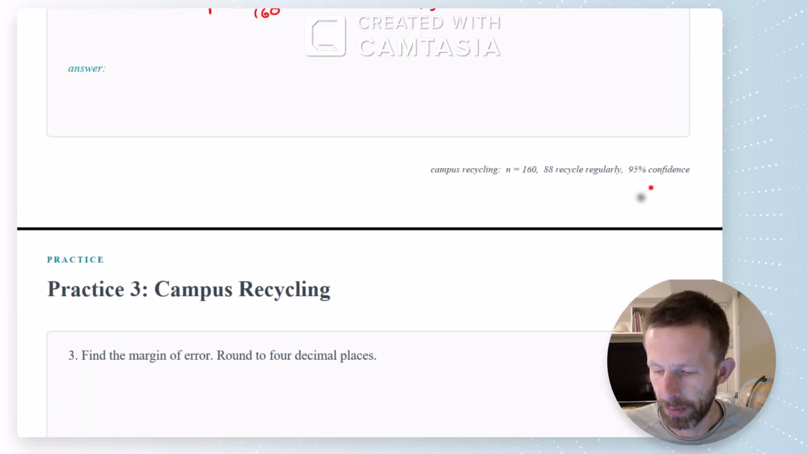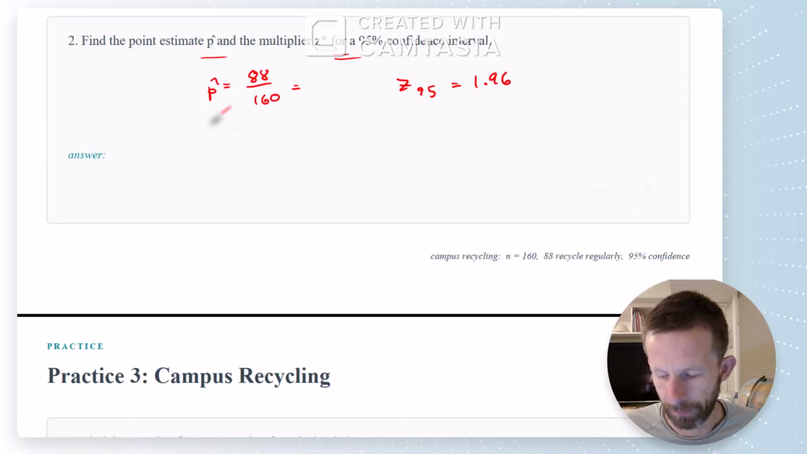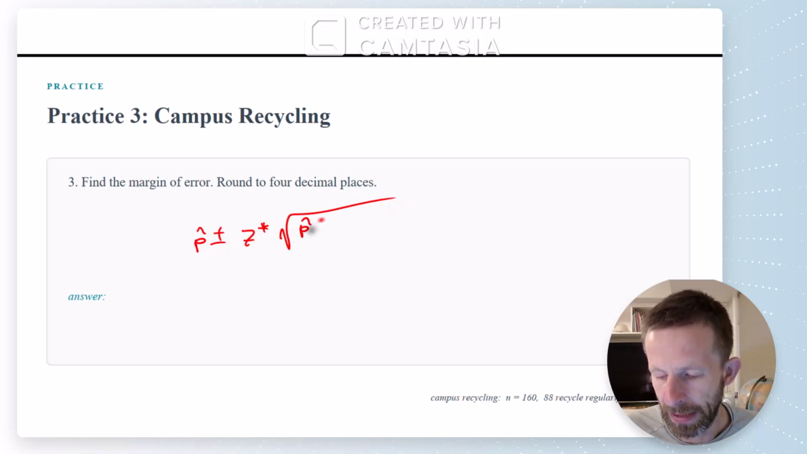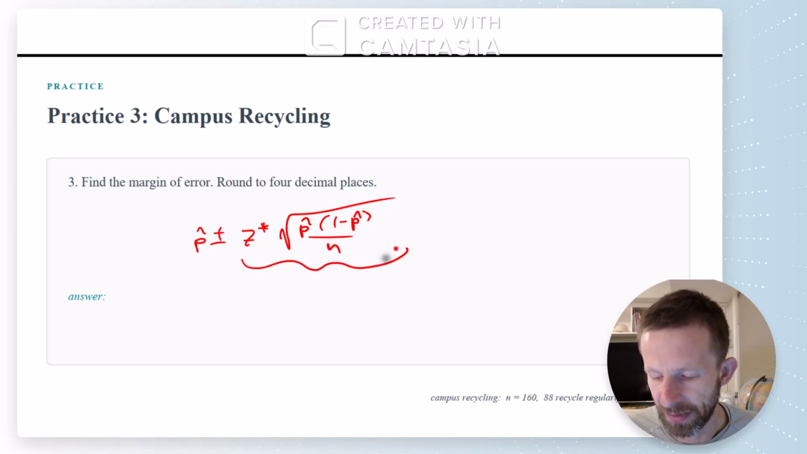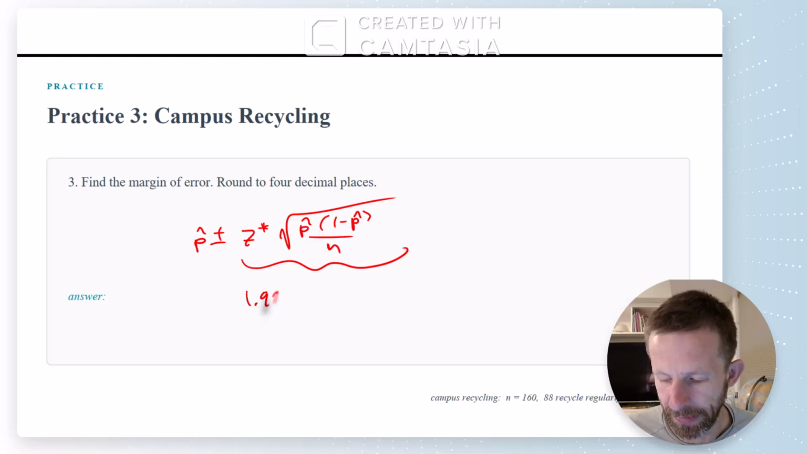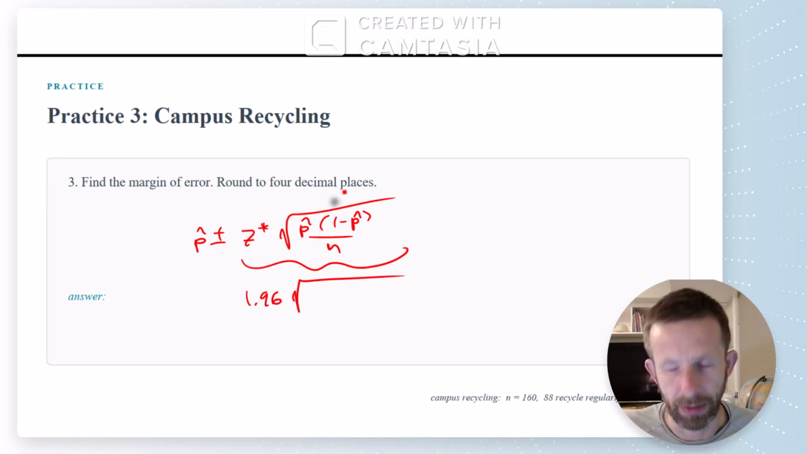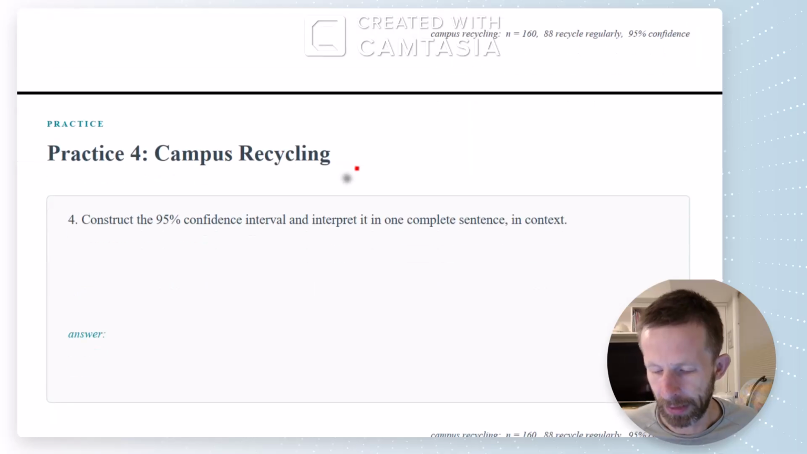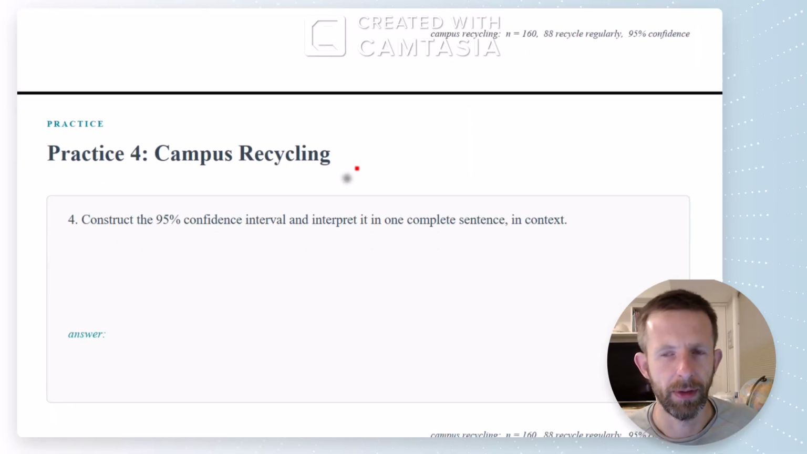Margin of error. So my confidence interval is p hat plus or minus z star times the square root of p hat times 1 minus p hat all over n. All of this is the margin of error. So I would do 1.96 times the square root, and I would put all that in and just get my margin of error. And then my confidence interval would be the p hat plus or minus the margin of error. I get my left bound, I get my right bound.